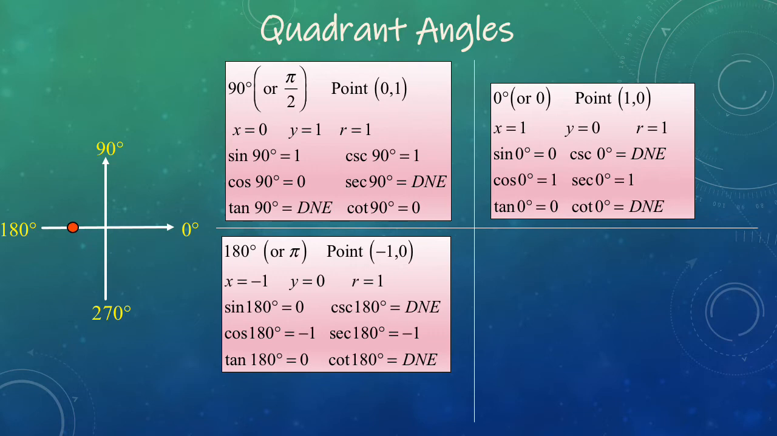That makes sine of 180 degrees, y over r, 0, cosine of 180 degrees, x over r, which is -1, and tangent of 180 degrees, y over x, which is 0. Cosecant of 180 degrees, which is r over y, does not exist, while the secant of 180 degrees, r over x, is -1. The cotangent of 180 degrees, x over y, does not exist.